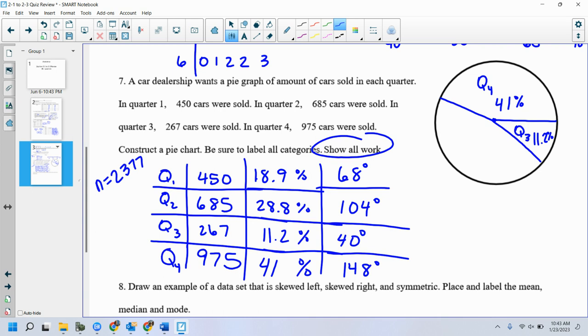Let's do 104 degrees. So if that's my 90, a little bit more than 90 here would look like something like that. There is Q2. And this must be Q1. And we'll put in our percentages here. Q1 was 18.9%. And then Q2 was 104 degrees, so 28.8%. Questions about that? No.